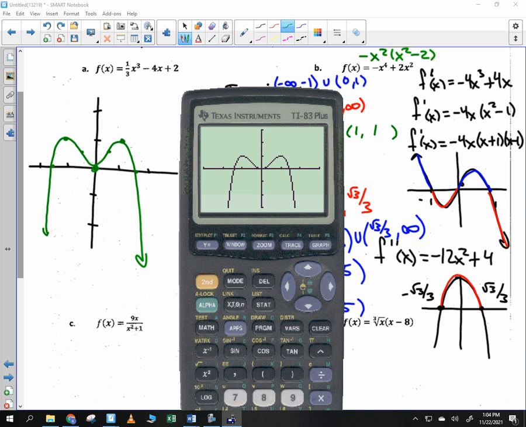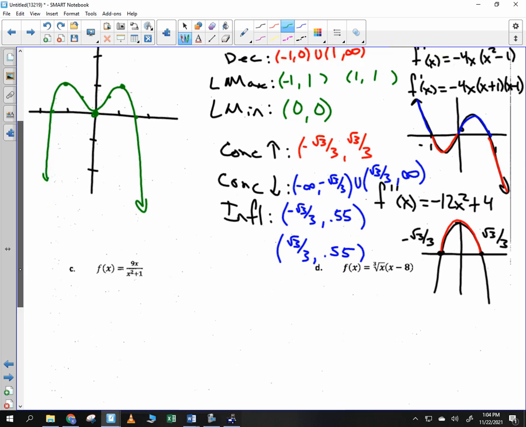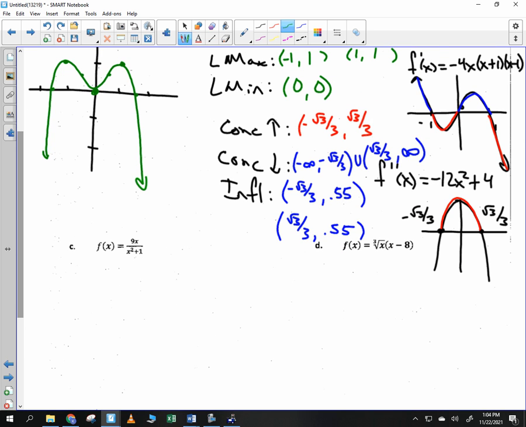The next 2 problems you are not ready to do yet. That's what we'll have to cover tomorrow in order to prepare you for that. So go ahead, take some time, see if you can come up with these initial intervals and points for increasing, decreasing, so on and so forth.